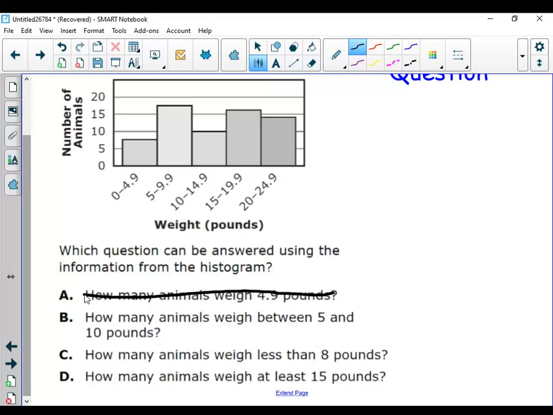Do I know exactly how many weigh 4.9? No, no. Somewhere in here, right? But not exactly 4.9. Do we know how many weigh between 5 and 10? No. How come no? Because it's two different bars. Exactly. 5 is in this group and 10 is in this group.